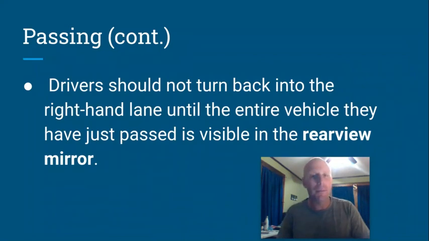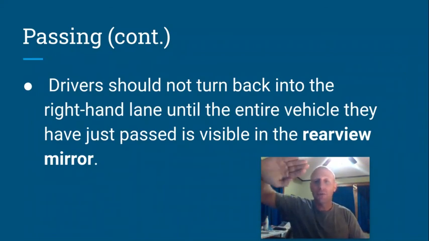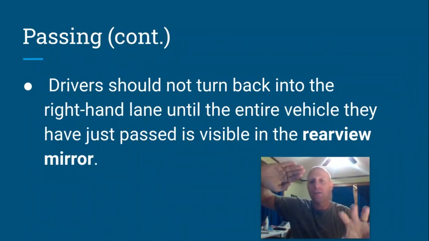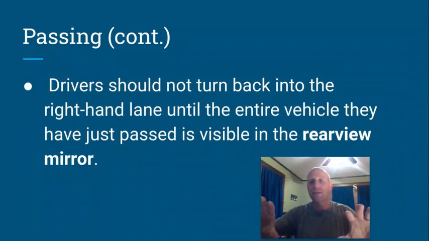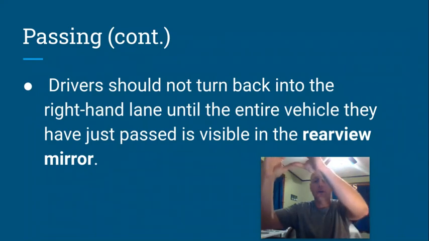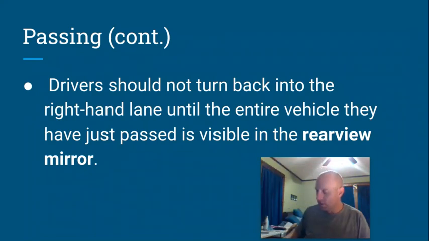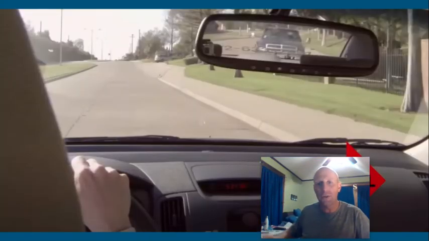More information about passing. Drivers shouldn't turn back into the right-hand lane until the entire vehicle they've just passed is visible in the rear view mirror. You got 3 mirrors on the car. You got the rear view mirror. That's the one up here. You got the side view mirror. That's the one out to the side. And you got the other side view mirror. That's the other one out to the side. So we're not talking about the side view mirrors that are outside the car. We're talking about that rear view mirror that's inside the car. The entire vehicle that you are passing should be visible in your rear view mirror.